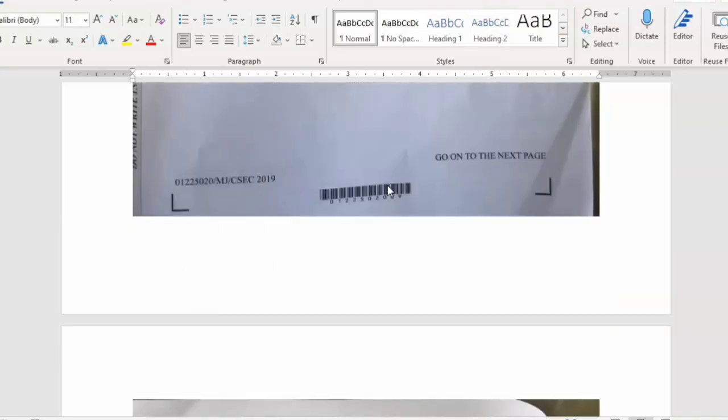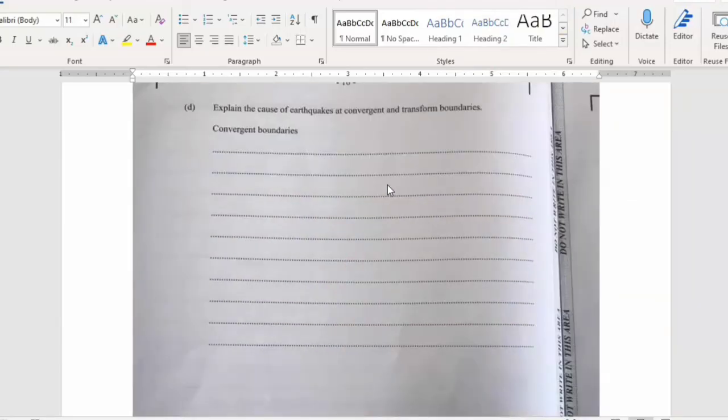Let's look at question D. Now, question D asks that you explain the causes of earthquakes at convergent and transform plate boundaries. So, you're to explain the causes of earthquakes at convergent and transform plate boundaries. Now, at convergent plate boundaries, earthquakes develop when two plates crash or collide. Good. So, the colliding of the two plates causes an earthquake.